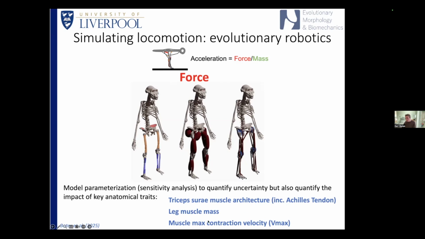And then something I'm not going to talk about today because there isn't time, we also looked at how contraction velocity, which is also expected to differ between arboreal and terrestrial apes, affected the model prediction. So we basically ran lots and lots of different models to try and understand maximum and minimum limits on running performance, but also how these traits, which evolved from one state to the other at some point, would have affected running performance by themselves.